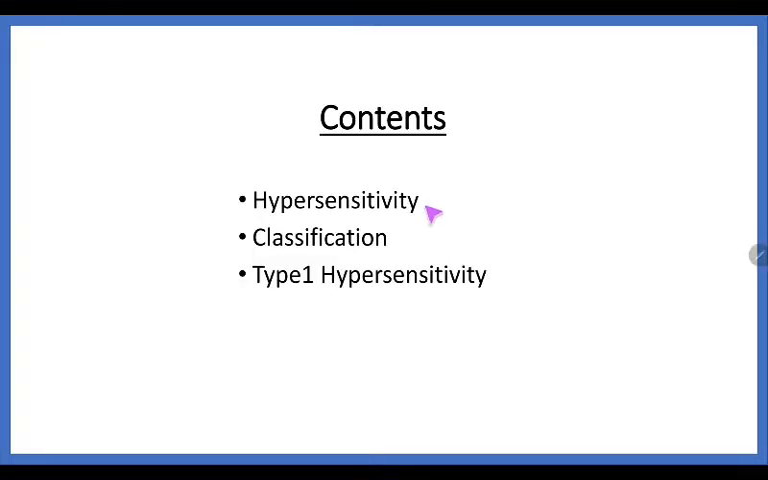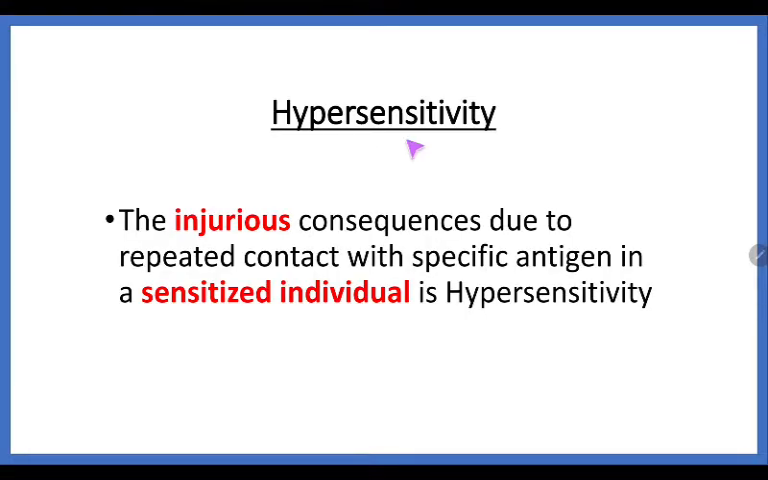Today we'll be seeing about what is hypersensitivity, classification and type 1 hypersensitivity. Basically, hypersensitivity is the injurious consequence in the body due to repeated contact with a specific antigen in a sensitized individual. This is called a hypersensitivity reaction.